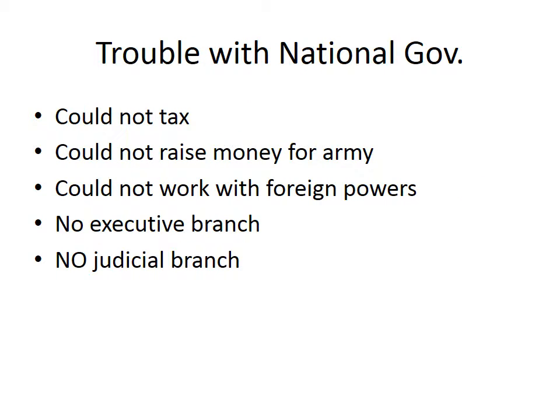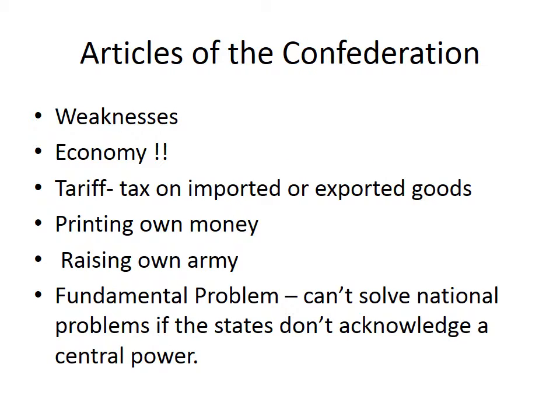So the national government that did exist underneath the Articles of the Confederation was very weak. It could not tax, it could not raise money for an army, it couldn't work with foreign powers. There really was no executive branch and no judicial branch. So if you're going to point out some of these special weaknesses of the Articles of Confederation, you definitely want to focus on the economy, right? It was not good for each state to be trading independently and working against itself when it came to interstate trade. They were putting tariffs on imported and exported goods.